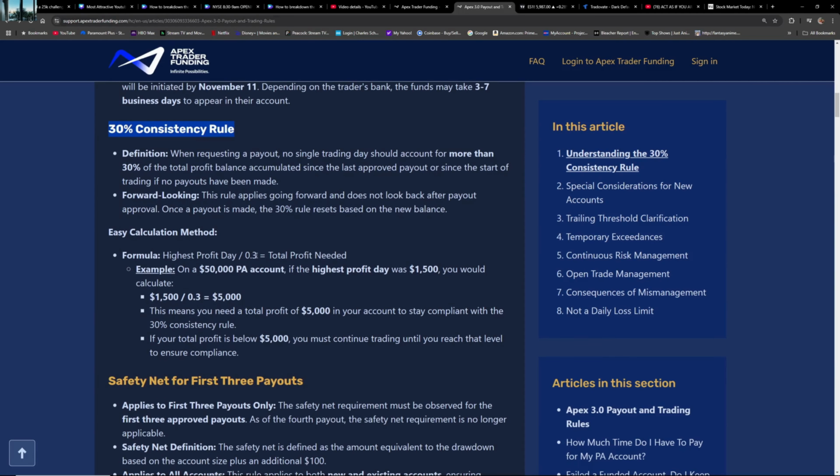So the formula is like this. It's your highest profit day divided by 0.3, which is 30%. And let's say you have a $50,000 account. Your highest profit day is $1,500.